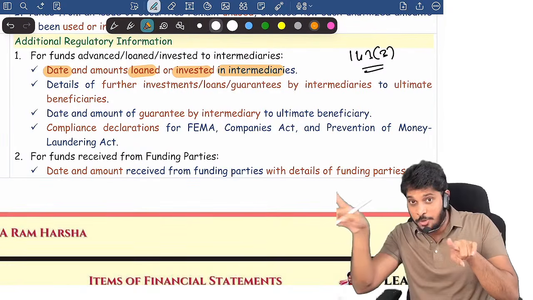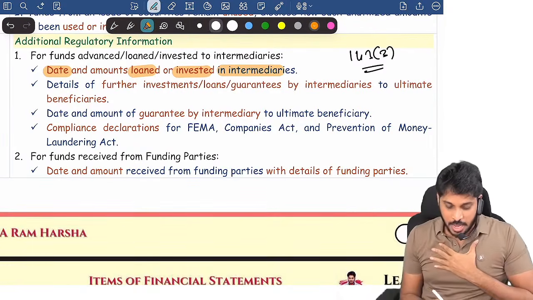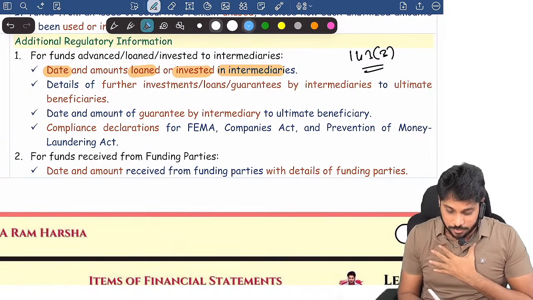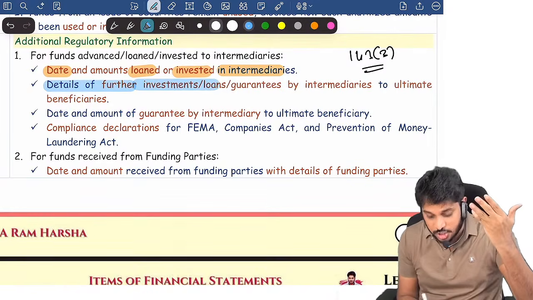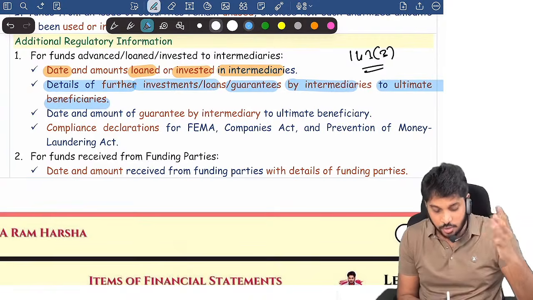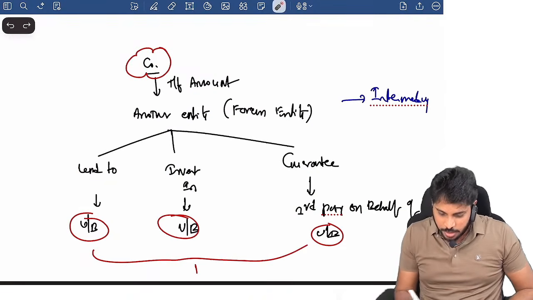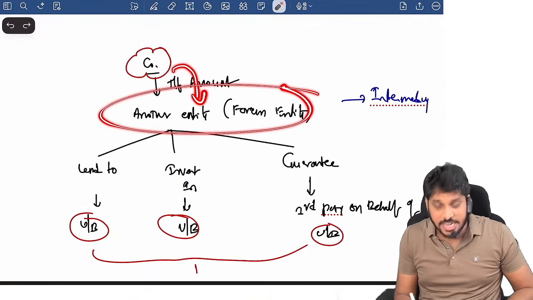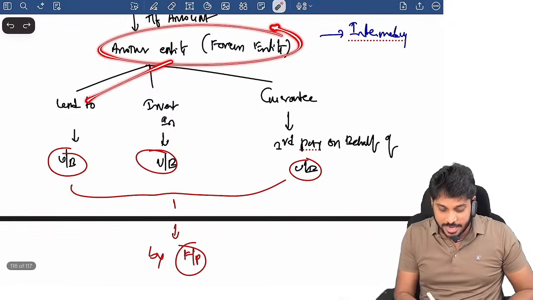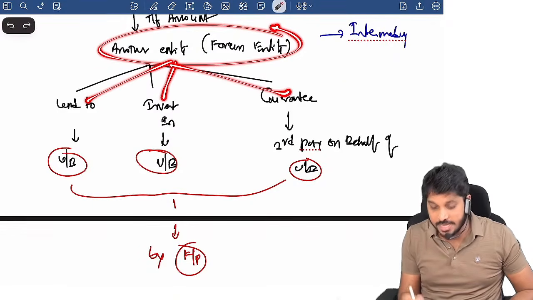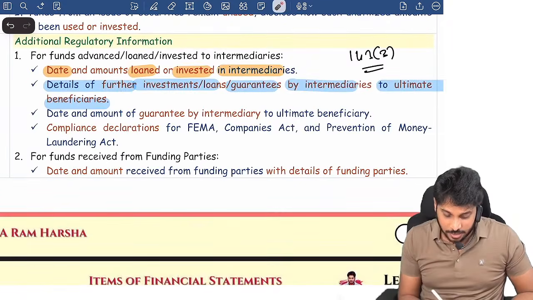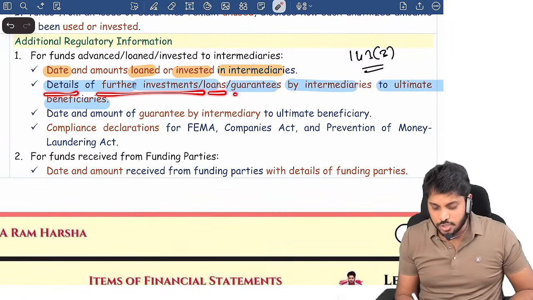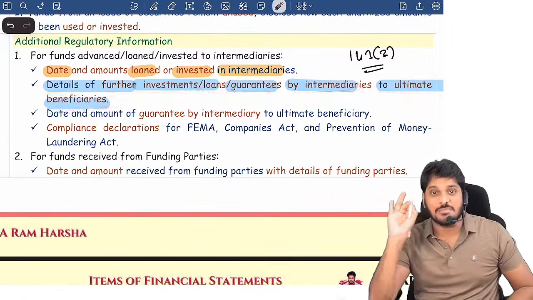They need to transfer it to the beneficiary, right? Look at that. How much further? We need to give details of further investments or guarantees by the intermediary to the ultimate beneficiary. Now here we gave funds to this entity. What is this entity doing? They are either lending, investing, or giving a guarantee. That is the detail. Second one, details of further investments, loans or guarantees by the intermediary to the ultimate beneficiary.